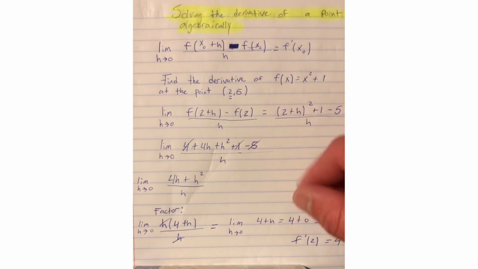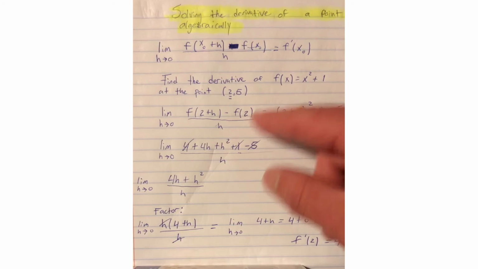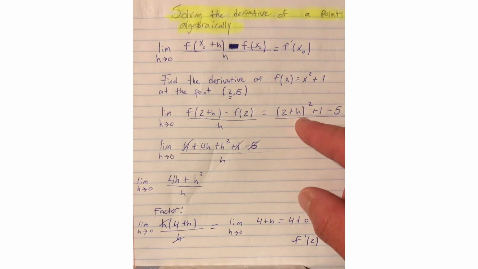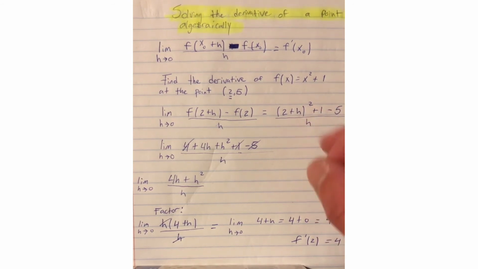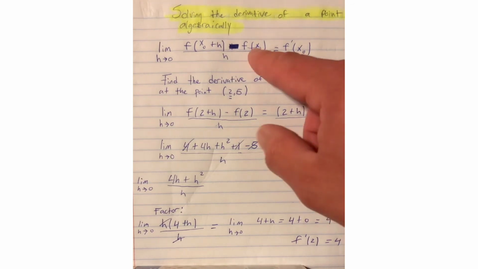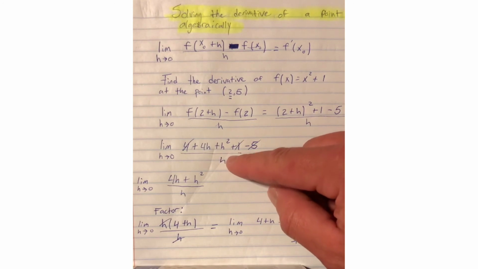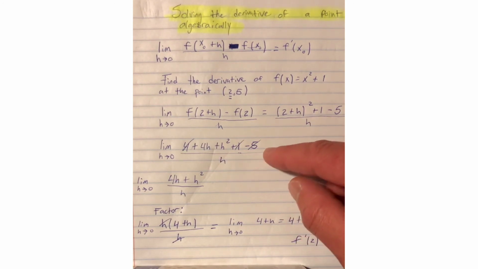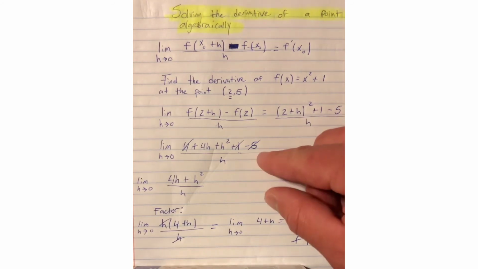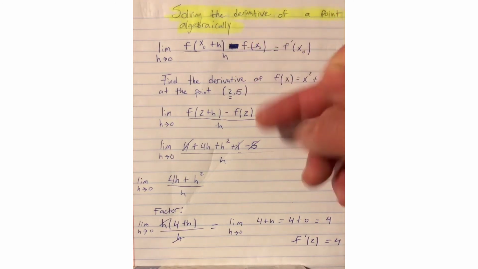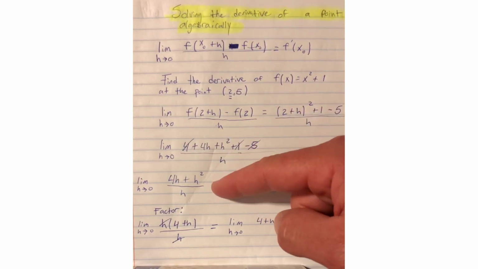Then we'll put these values back into this equation, which would be 2 plus h squared plus 1 minus the f function of x sub 0, which is 5. After foiling it out, we would get 4 plus 4h plus h squared plus 1 minus 5. After doing some math with the constants, it would end up being 5 minus 5. I'm going to get rid of those constants, and it would end up being 4h plus h squared over h.